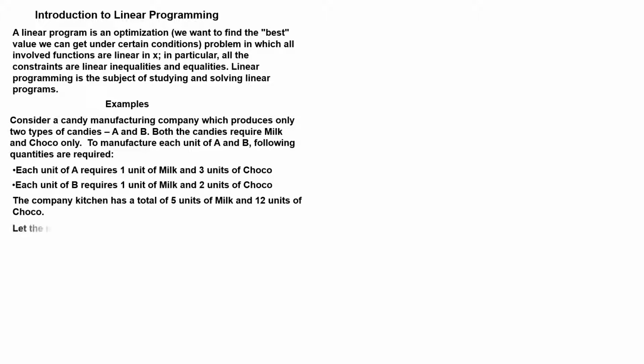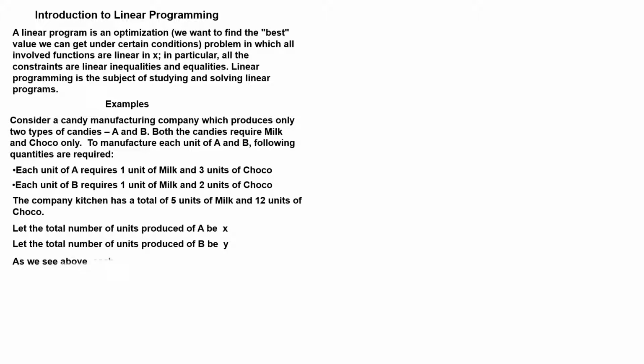Let the total number of units produced of A be X. Let the total number of units produced of B be Y. As we see above, each unit of A and B requires 1 unit of milk. The total amount of milk available is 5 units. We can represent this mathematically as X plus Y is less than or equal to 5.